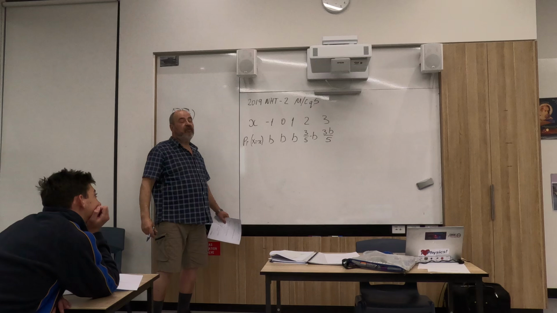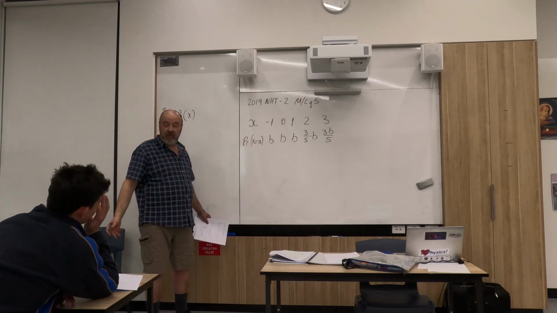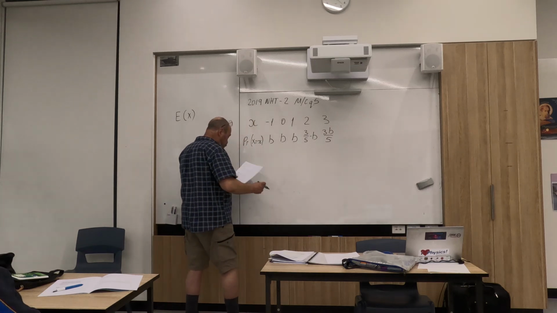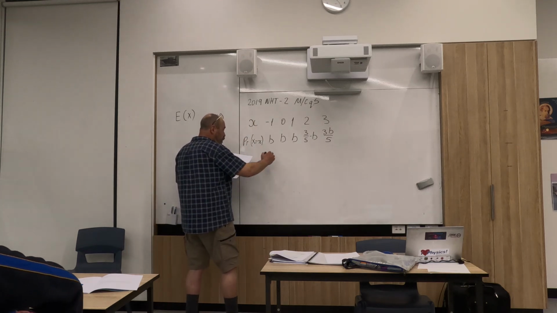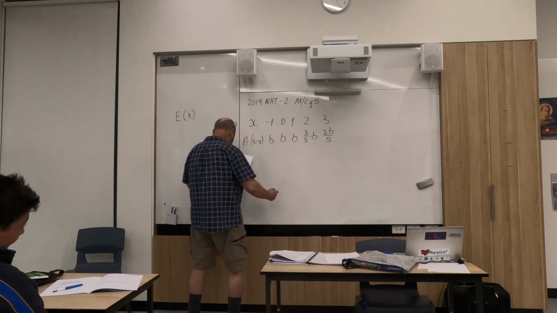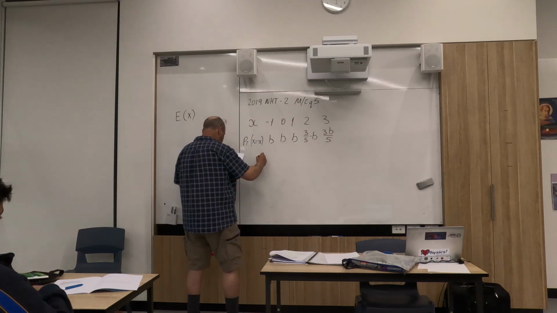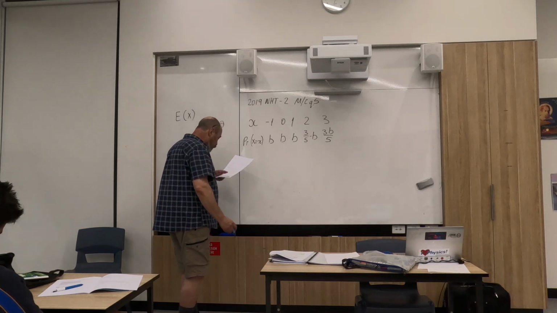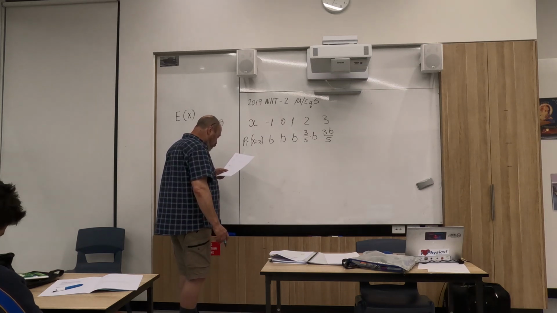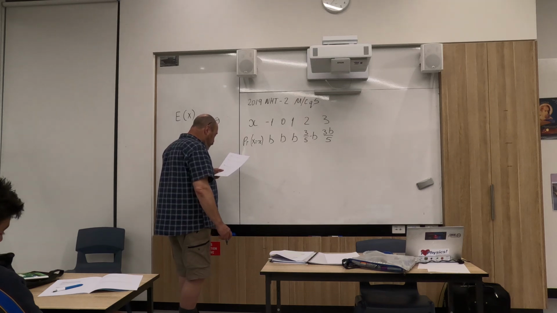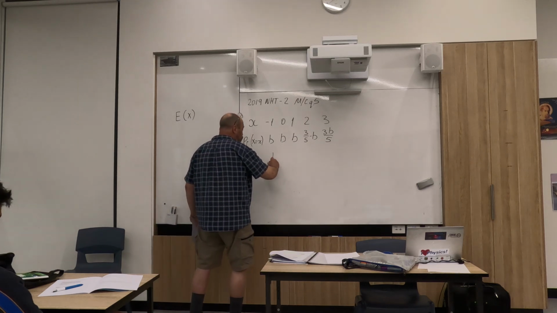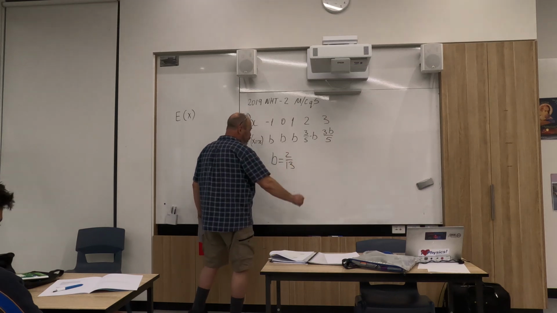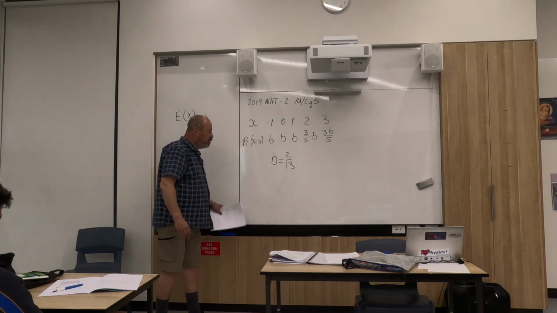First step, we find b: adding all these probabilities should equal 1. So if we add all of them and equate to 1, we will get b equals 2 over 13.